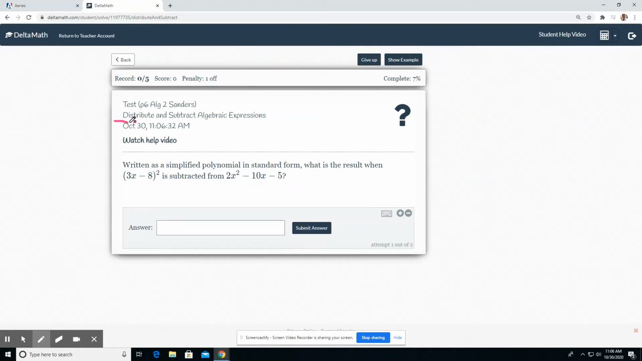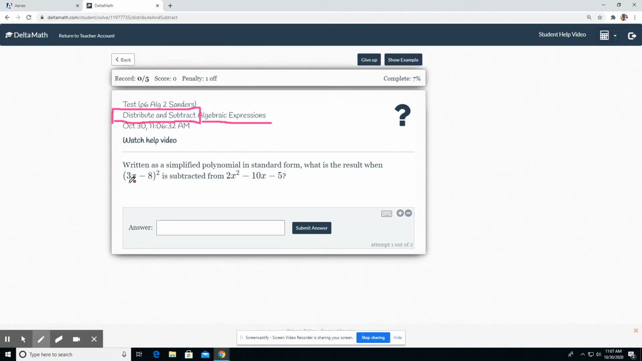We are being told to distribute and subtract. Distribute and subtract what? An algebraic expression. So there's no equal sign in algebra. Usually it just means there's letters floating around. Written as a simplified polynomial in standard form. So that means it's just descending order. The biggest exponents go first and then it goes down from there.